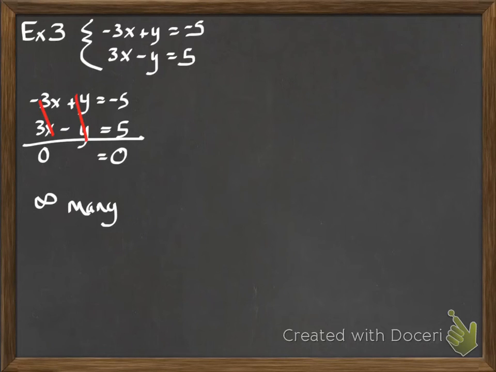And remember, infinitely many solutions is the same thing as us taking one of those two equations and saying that is my solution. That is the description of my solution. Or that the system is dependent.